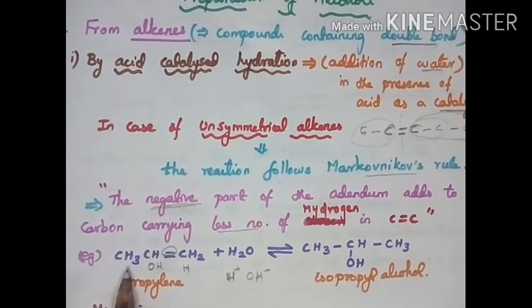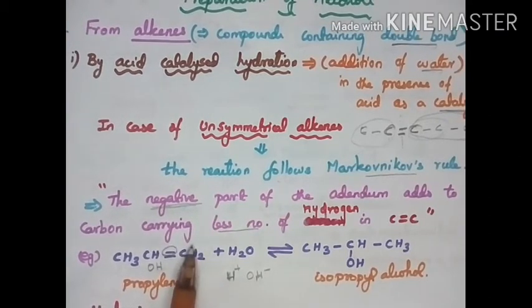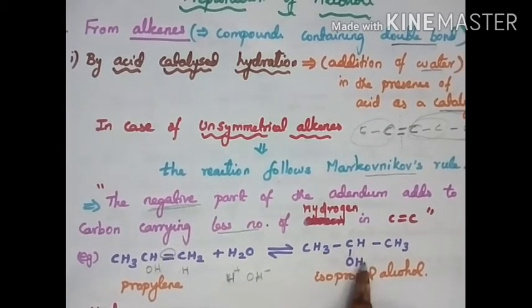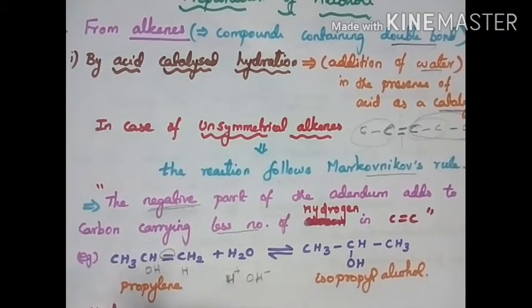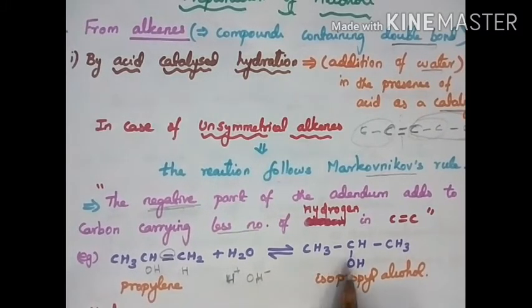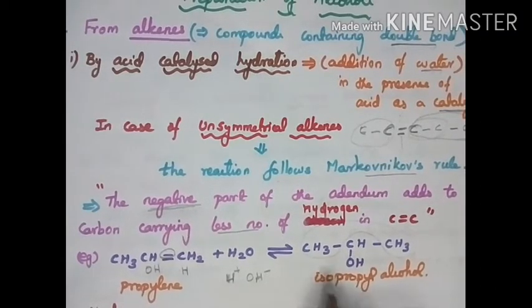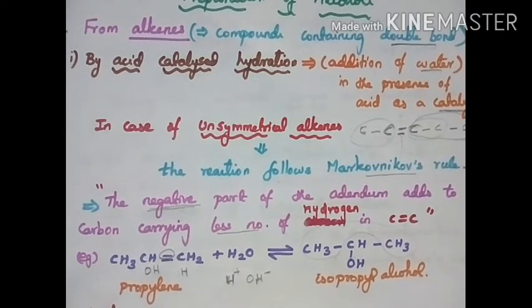Now, CH3, CH, OH. Remove 1 bond, no? So only 1 bond is removed. It becomes CH3, CHOH, CH3. This is propylene, 3 carbon atoms with a double bond. This is isopropyl. Why is it iso? Two CH3 groups are attached to 1 carbon. Totally 3 carbon atoms, propyl and alcohol. So this is the preparation.